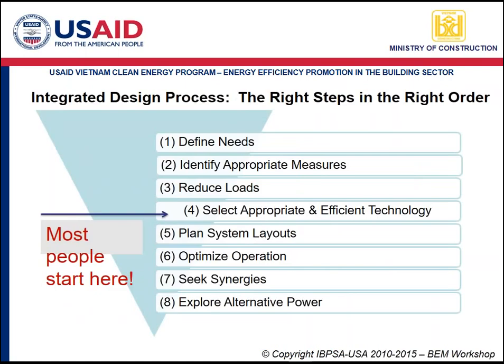Okay. And then here's an example. We'll talk more tomorrow. Here are the steps, integrated design process, define your needs, identify measures, reduce loads, key architectural practice, then select your appropriate technologies. Most teams start with item 4 and forget to do 1, 2, and 3.